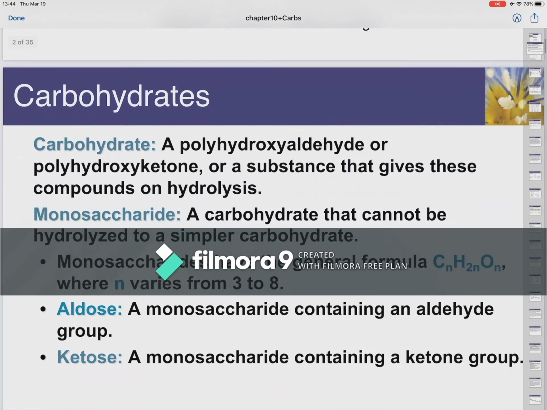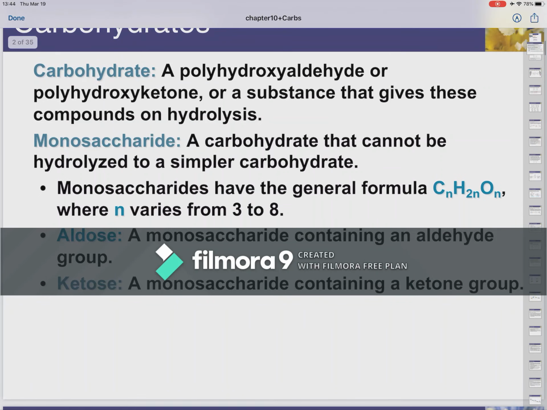So, chapter 20. I think we got a little bit into this chapter. We talked about carbohydrates as being a hydroxyaldehyde or a hydroxyketone. So we saw a few different structures. We'll look at a few more here in a second. We did some classifications. We said that you can either have an aldose or a ketose. So this means you have an aldehyde group or a ketone group.